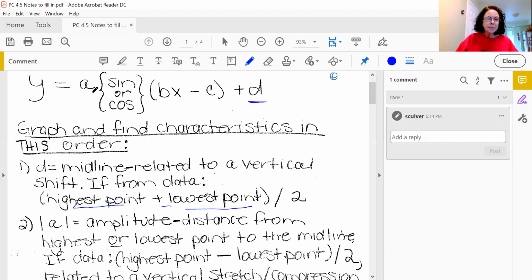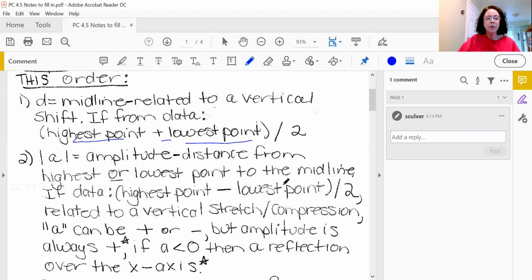The A that is multiplying the sine or cosine function, the absolute value of A is called the amplitude. And it is like a vertical stretch or compression. It is the distance that the highest point on the sine or cosine graph is above or below its midline, right? And so it's always distance is positive, so the amplitude is positive. But please remember that the graph itself could be reflected over its midline, right? If you see that the original A value is negative.